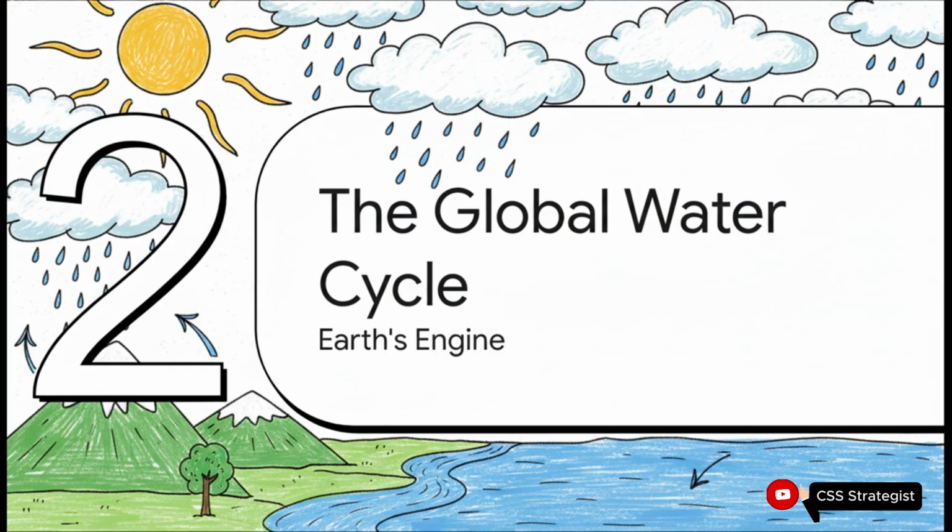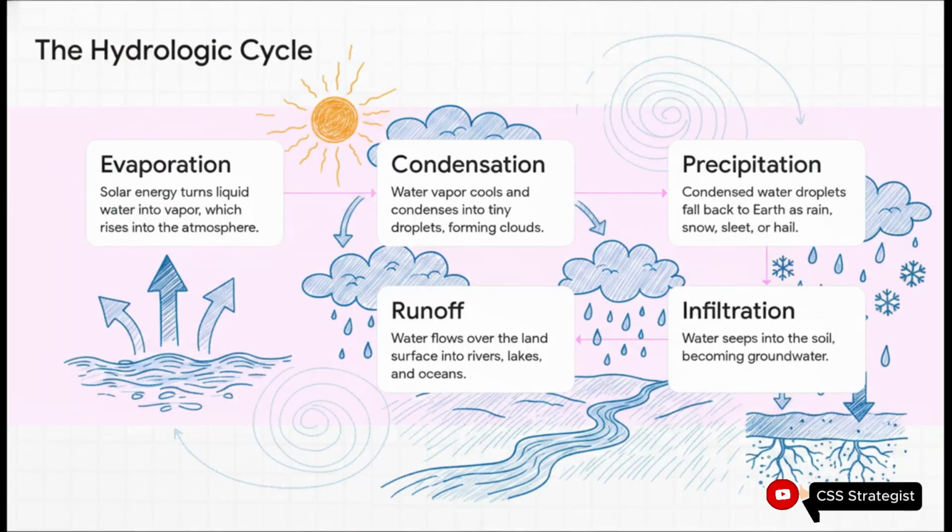Okay, on to our second section, the global water cycle. If the hydrosphere is all the planet's water, then the water cycle is the engine that keeps it all moving. And understanding this engine isn't just about memorizing steps, it's about seeing the fundamental process that makes life on land even possible. So these 5 stages are in constant motion.